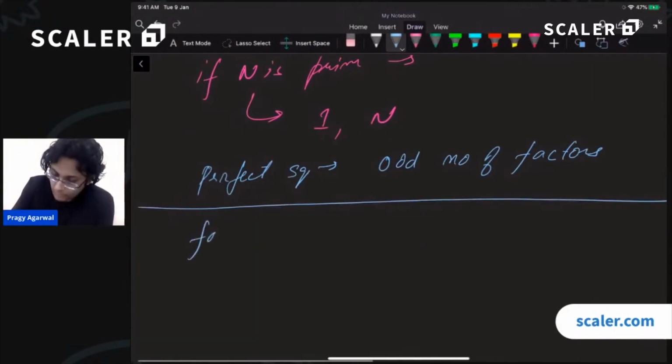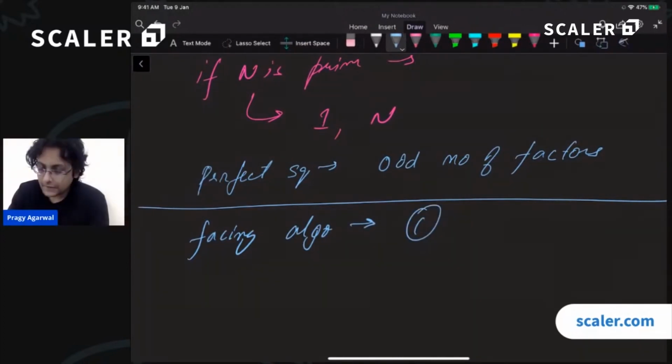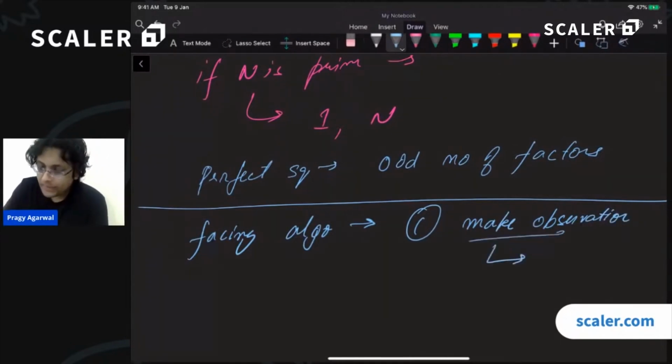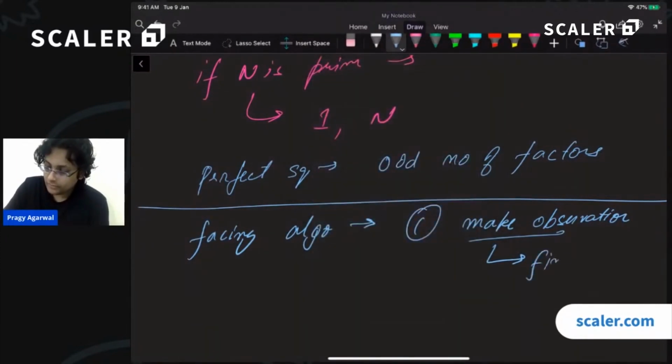Whenever you are facing an algorithmic problem or any problem in life, your first step should not be to come up with a solution. That is a very, very wrong way of doing things. The first step should be to make observations. Once you do this, only then you will be able to find a solution. If you do not make observations, you will never be able to find a solution. All right? So please do not skip this step. Okay.